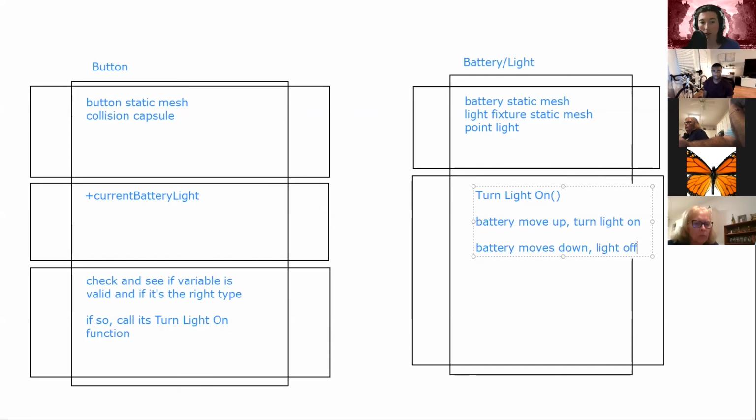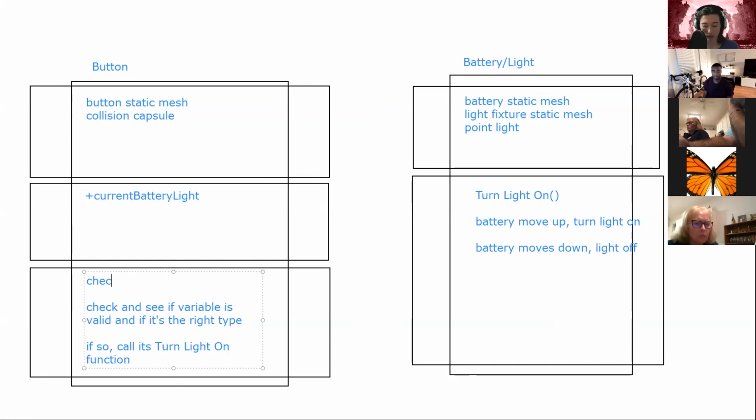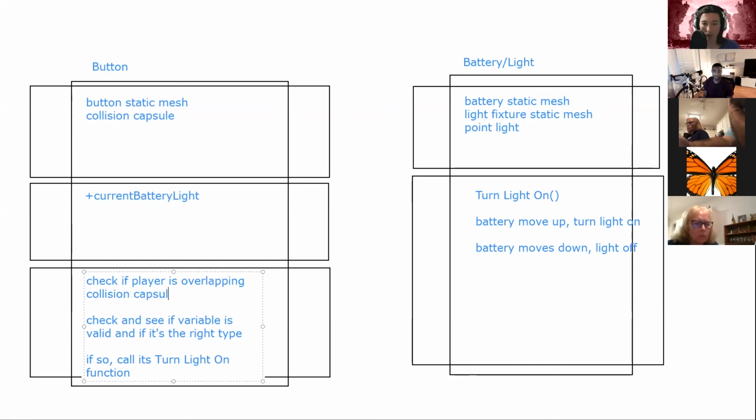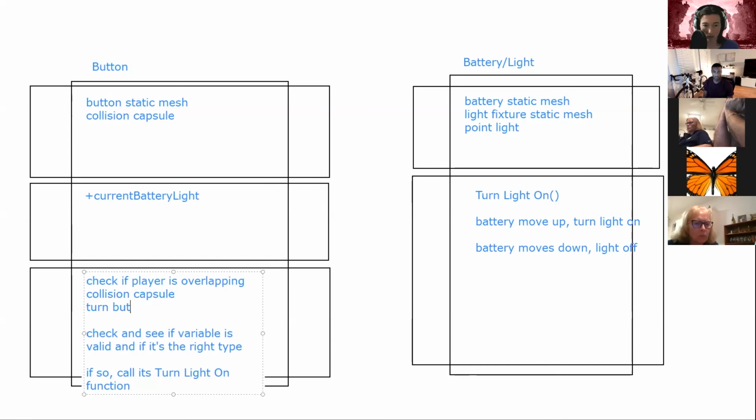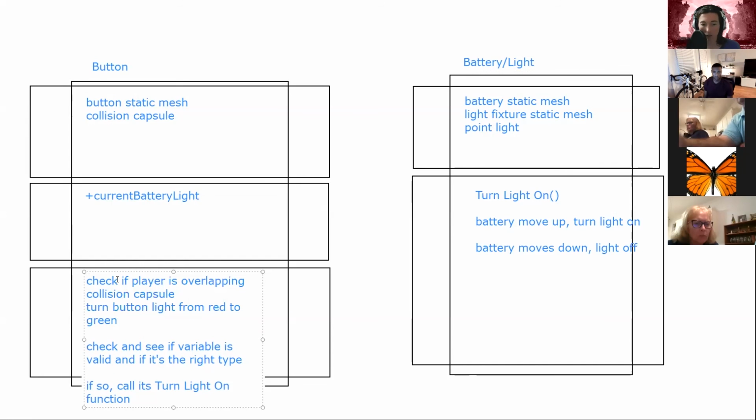But we also said that we wanted the, let's see if I can select, here we go. Can I select this and edit? In here, yes, okay. Before, we wanted to check if player is overlapping the collision capsule. And then if so, turn the button light from red to green. And then, running out of room, if player gone, turn button off, switch the colors. So that's a general outline of what we're trying to do.